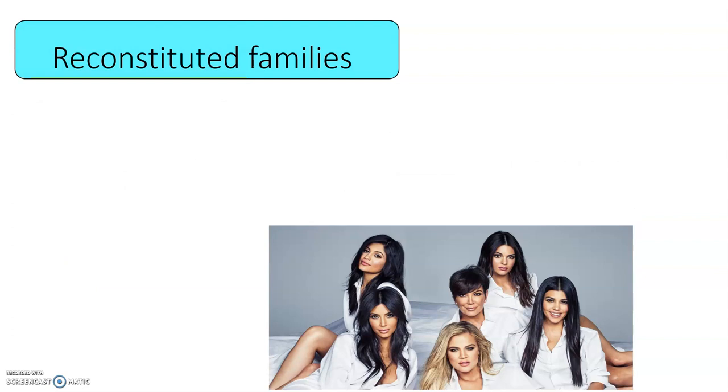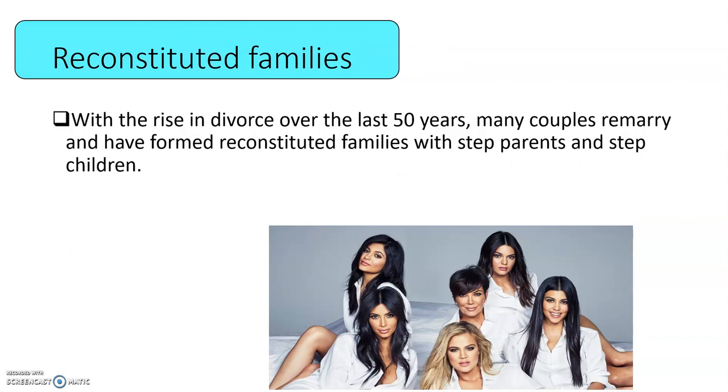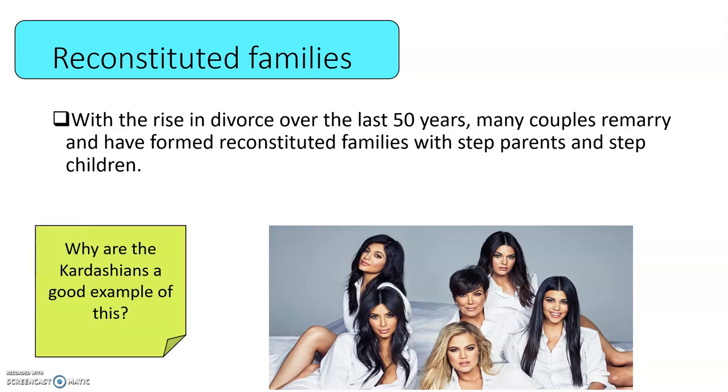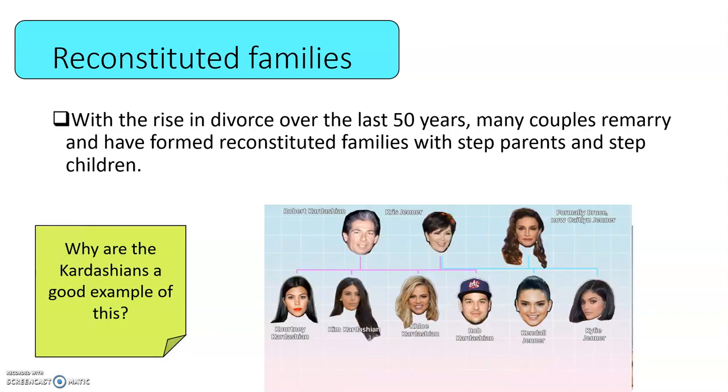So, reconstituted families. Obviously, there's been a rise of divorce in the last 50 years. A lot of couples will end up getting remarried to new partners. A reconstituted family is basically a step family, with step parents and step children. The Kardashians and Jenners are quite a good example of this. Here is the Kardashian family tree, if you're interested.